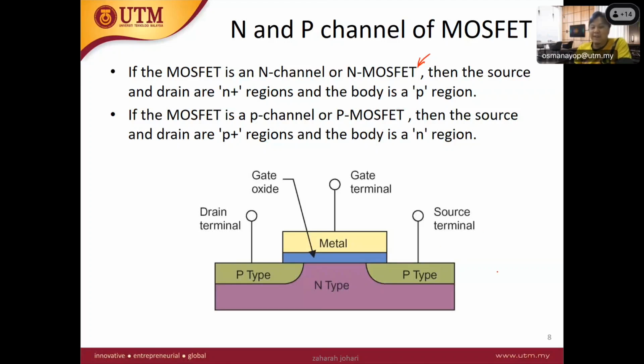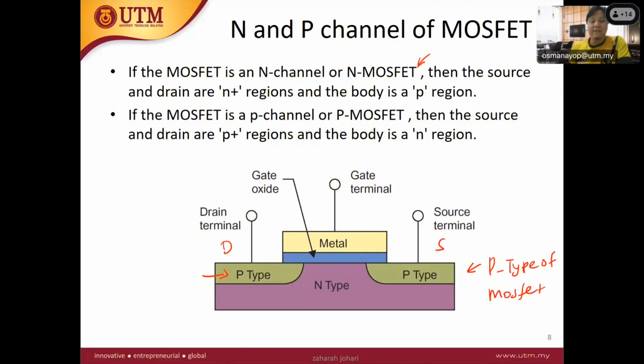So if we see this picture, this is a P type MOSFET, because the drain and source are connected with a P type, and the body is N type. So please remember this.